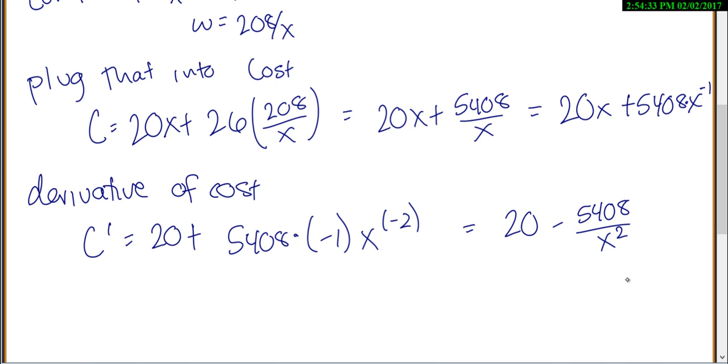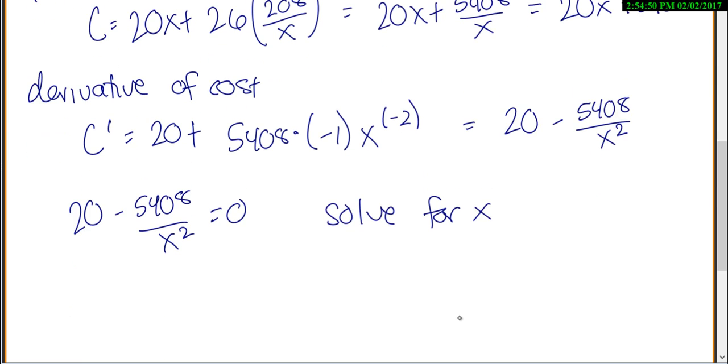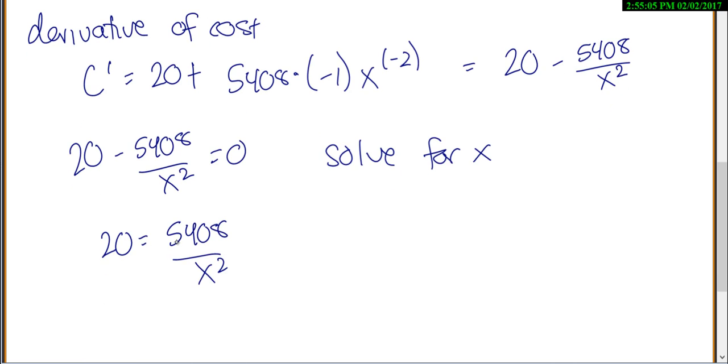Now we're trying to minimize our cost, so anytime you're looking for a max or min, you set your derivative equal to 0. So 20 minus 5,408 over X squared equals 0, and we solve for X. This is why you have to take all those algebra classes before you take calculus, so remember how to solve equations. I'd start by moving this entire chunk of 5,408 over X squared over to the other side. So 20 equals 5,408 over X squared. And I'll multiply both sides by X squared and divide both sides by 20. So I'll have X squared equals 5,408 over 20.